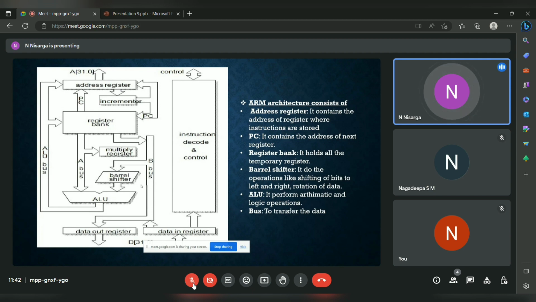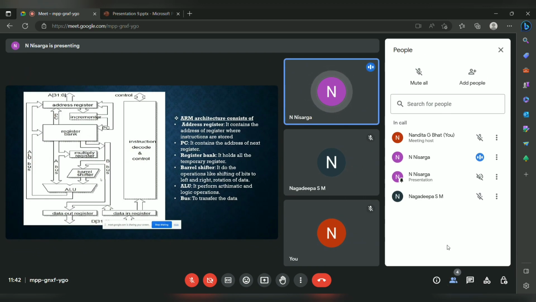As I already said, the barrel shifter is used to perform operations like shifting of bits to the left and right, or even rotating the data.